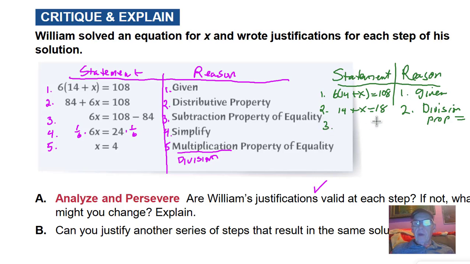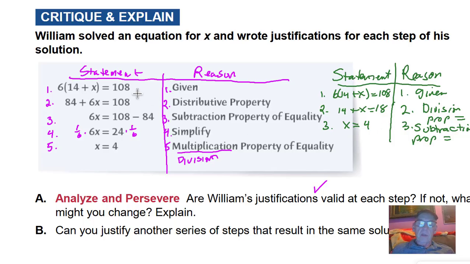Then for step 3, I'm going to subtract 14 from both sides. So x is equal to 4. So what did I do to go from step 2 to 3? I subtracted 14 from both sides. That's the subtraction property of equality that allows me to do that. And here we have basically found that x is equal to 4 for this problem.